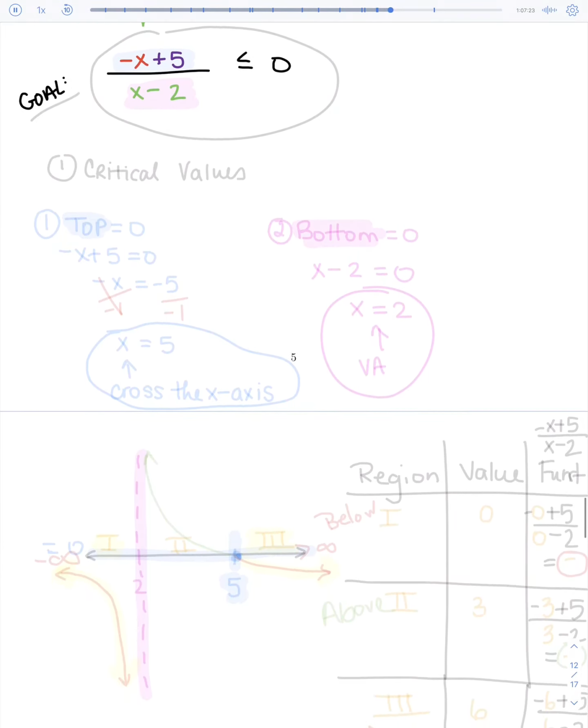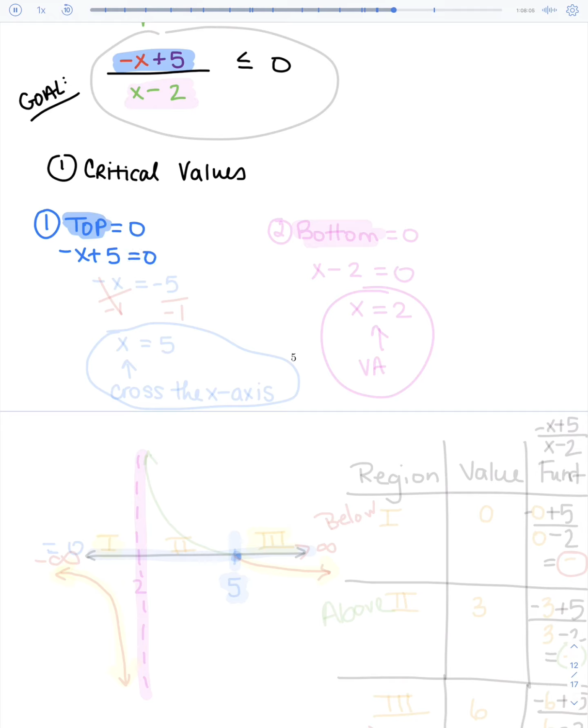However, that is just the setup we need to even start the problem. Now that we have that set up correctly, we can actually start the problem by looking for our critical values first. Remember, there are 2 parts to our critical values. One, when does our top equal 0? Well, the top of this fraction is negative x plus 5, so let's set that equal to 0: negative x plus 5 equals 0.